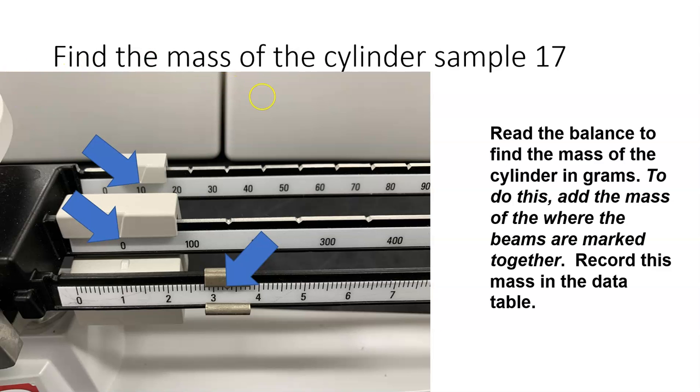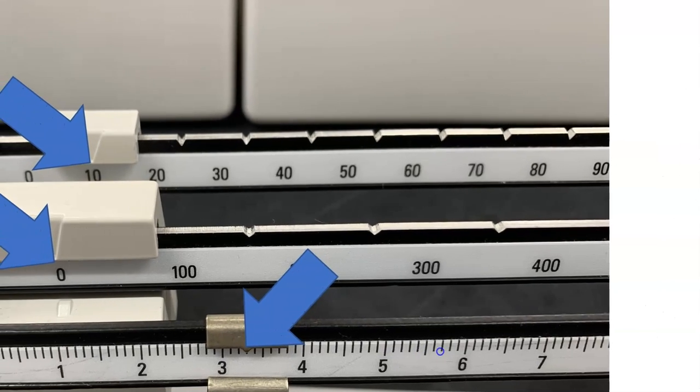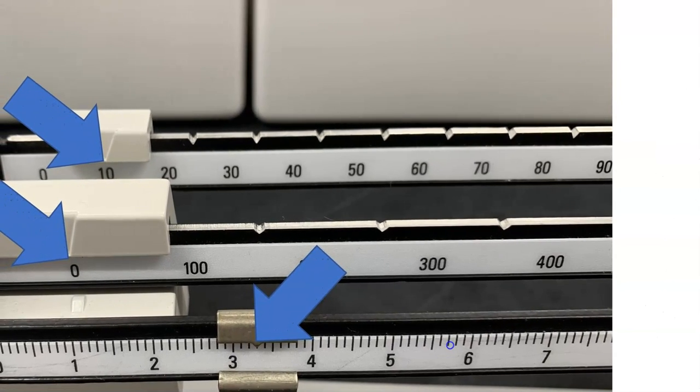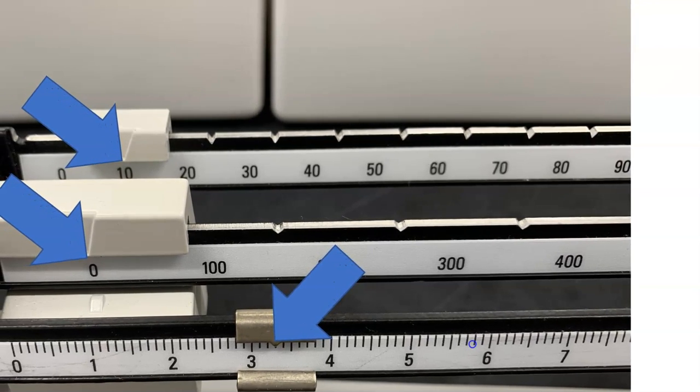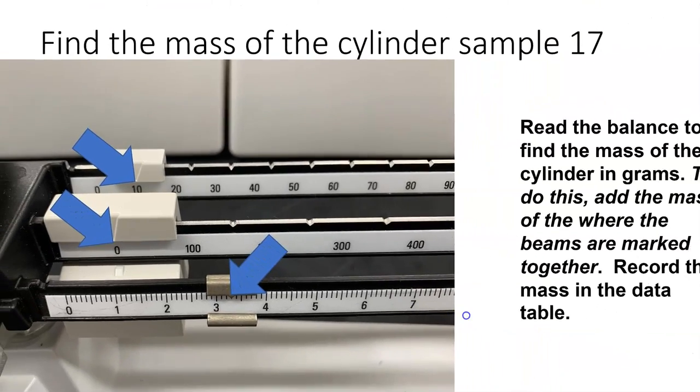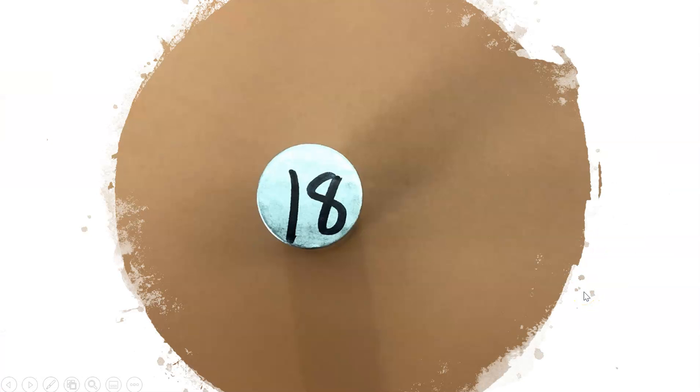Okay. Find the mass of sample 17. So this is the mass, so make sure you're looking really carefully and you're adding those beams up, adding what the little rider markers are, denoted by the 3 arrows. And again, use those powerful estimating powers to be as accurate and precise as you can. So this would be the mass of 17. So to do this, remember, add the mass of where the beams are marked together.